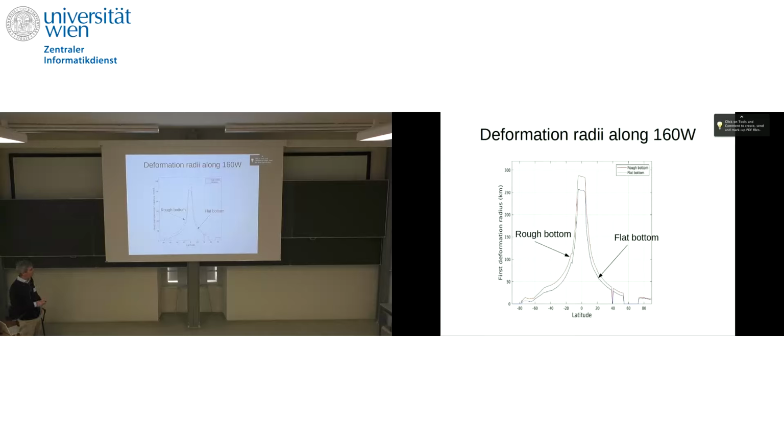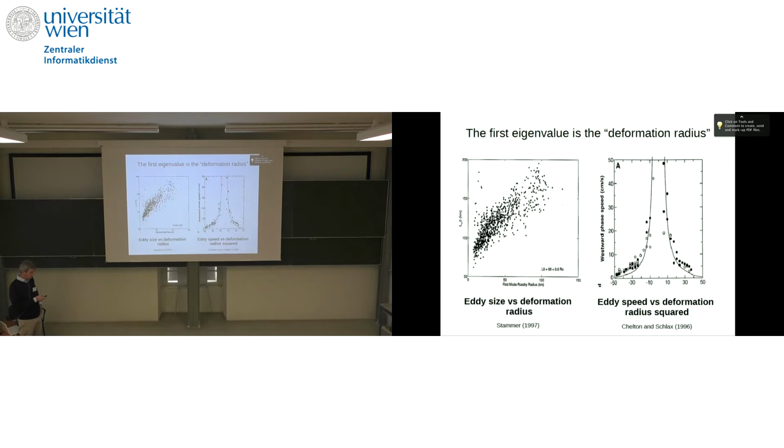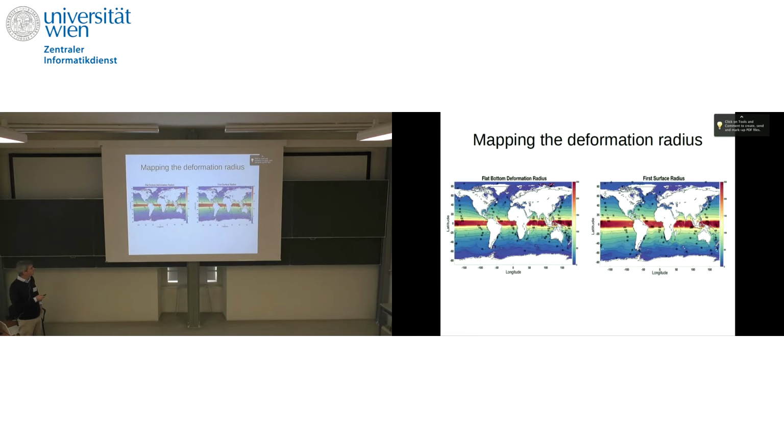When you use a rough bottom, though, these estimates get larger. You can see the difference between these two. Not entirely different, but larger. So when you map these things, this is what the flat bottom deformation radius looks like. There was a paper by Chelton also. He was the one who looked at the speeds, and he published a map of this. This is a very typical thing that oceanographers look at. Here, for example, in the North Atlantic, there's a 30-kilometer curve, so my eddy should be about 30 kilometers large. And what Chelton used in this comparison is essentially data from this map of how large the deformation radius is.